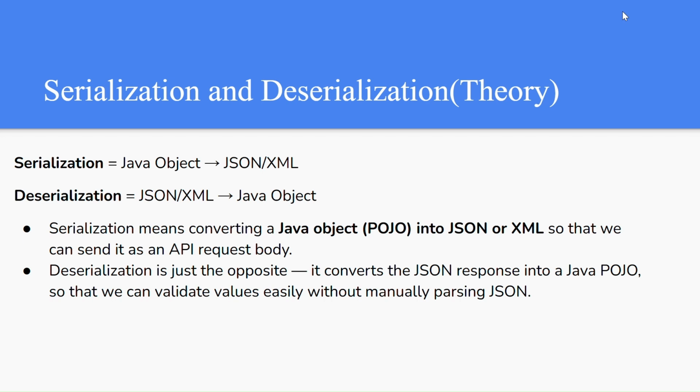Then deserialization means that when an API gives a response, it comes in JSON or XML format, but your Java test code understands only the object, not the JSON strings, right? So if you want to validate these values, like the name or the job or any data, you can deserialize the JSON into a Java object. That means you are converting the JSON response into a Java POJO. Okay, so we are done with the theory part. Let's jump to the code.